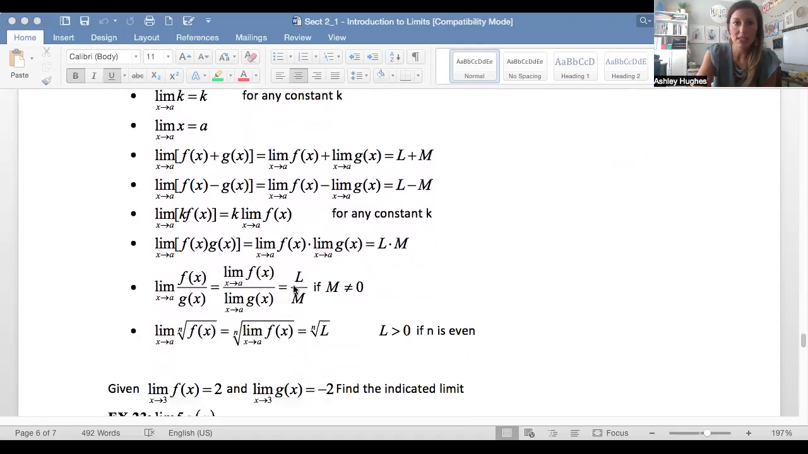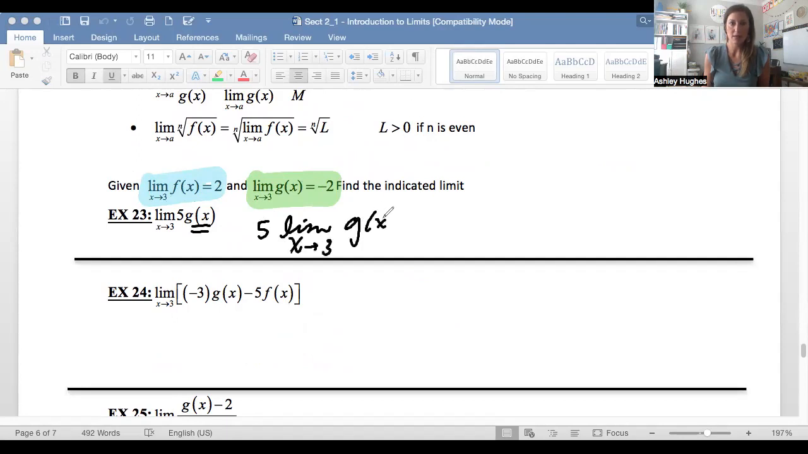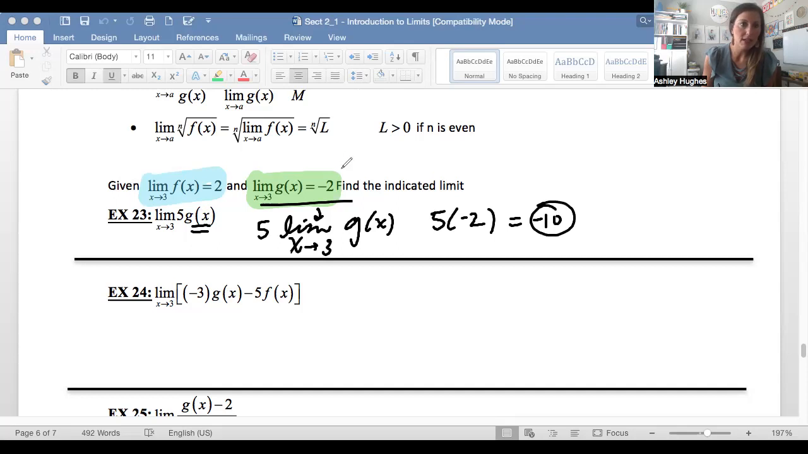So let's actually apply this. It tells me the limit as x approaches 3 of f of x is 2. And then the other one over here is negative 2. So let's try to figure those out. Which one are we talking about here? G. So technically I'm doing the scalar multiple rule. I'm pulling out this 5, and I am multiplying it by this limit, which is negative 2. 5 times negative 2 is negative 10. You can just see the g limit is negative 2, so 5 times negative 2 is negative 10.